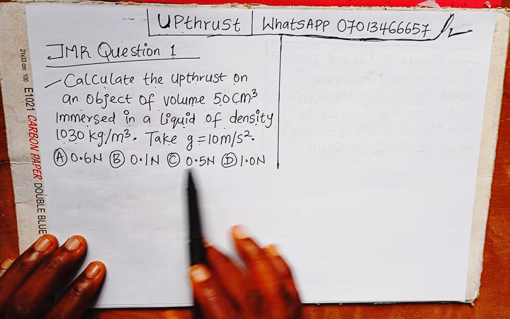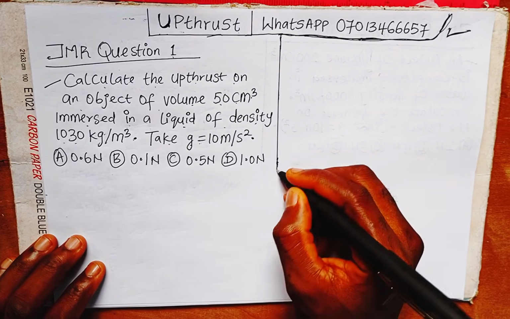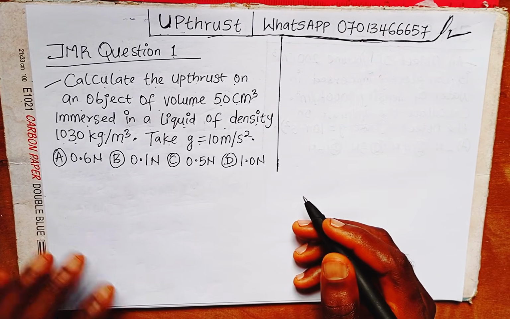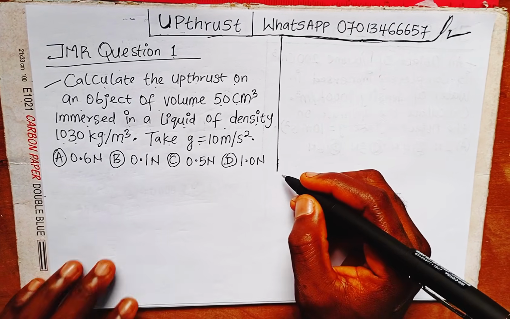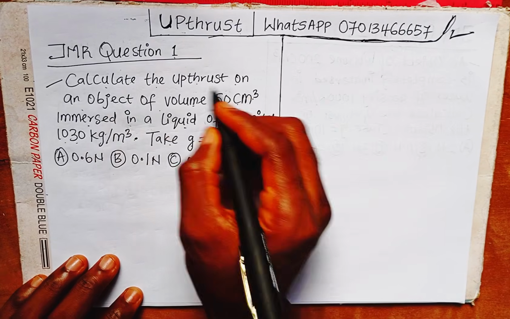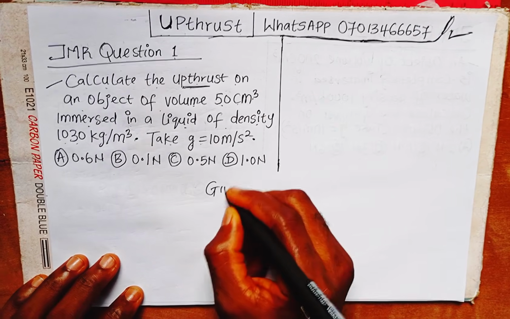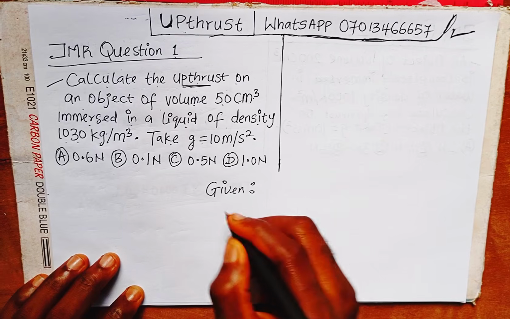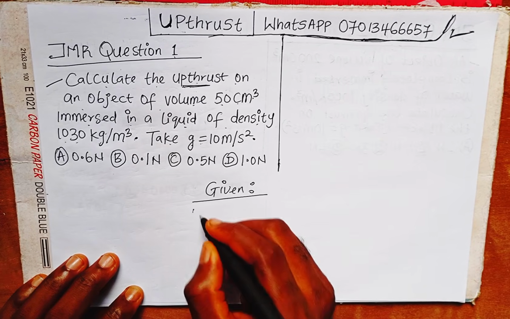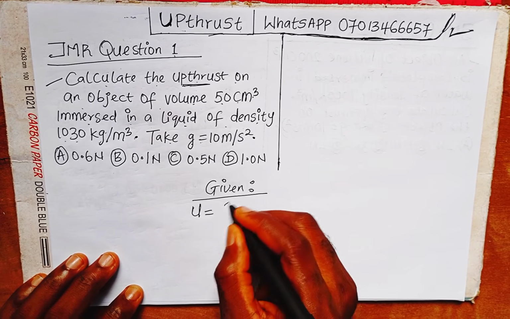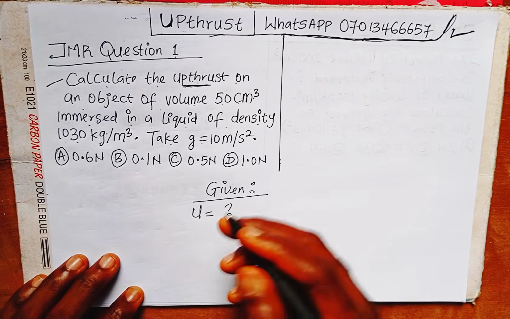So can we manipulate this to get Newton and quickly leave this place? No, we can't manipulate this kind of question. So we must apply the formula to solve. They said we should calculate upthrust. First of all, we put our upthrust there. Upthrust, which is U, is equal to question mark. That's what we are looking for.